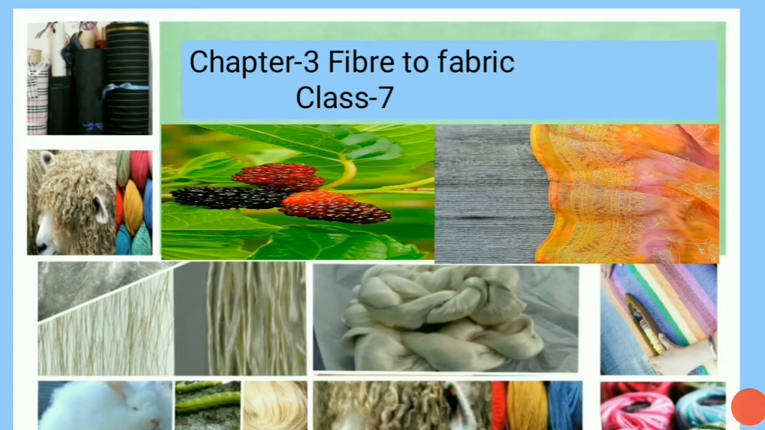Hello student, today we are going to learn chapter 3, Fiber to Fabric, class 7. In this chapter we are going to cover the topics: wool, animals that yield wool, sheep, processing fibers into wool, some Indian breeds of sheep, stages of life history of silk moth, rearing of silkworm, types of silk, sericulture, properties of wool and silk.